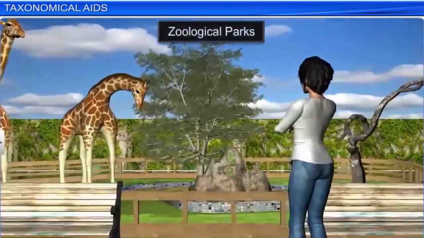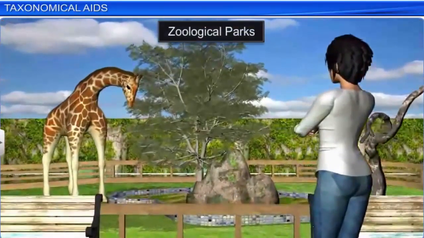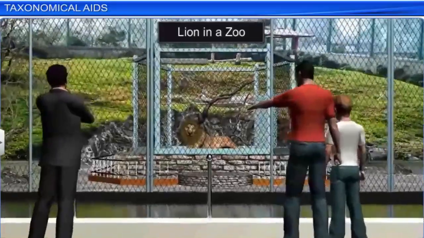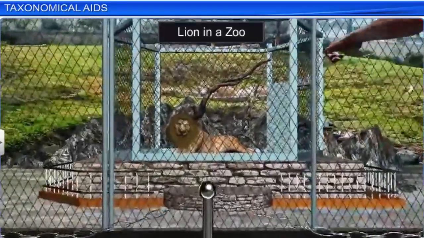Zoological parks or zoos also help in taxonomical studies. These places house wild animals in protected environments similar to their natural habitats under human supervision. An animal's food habits and behavior can be studied here.